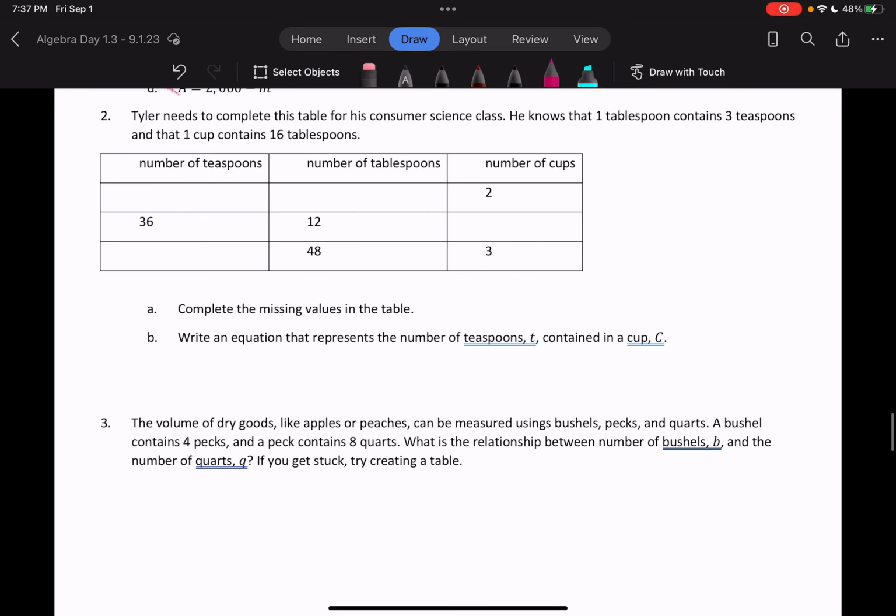Number 2, Tyler needs to complete this table for his consumer science class. He knows that 1 tablespoon contains 3 teaspoons and that 1 cup contains 16 tablespoons. So if 1 cup contains 3 teaspoons, then 2 cups, we would multiply by 3, right? 1 cup times 3. So 2 cups times 3 gives us the number of tablespoons.